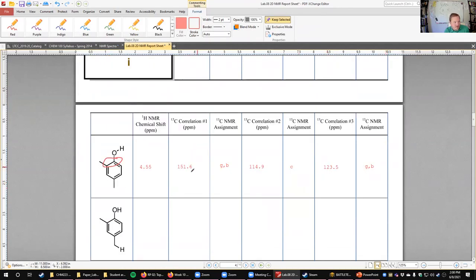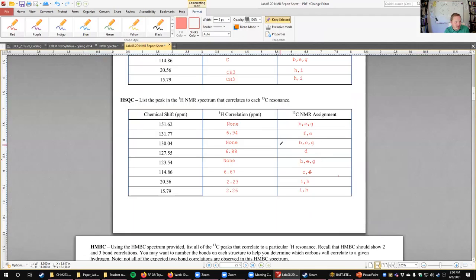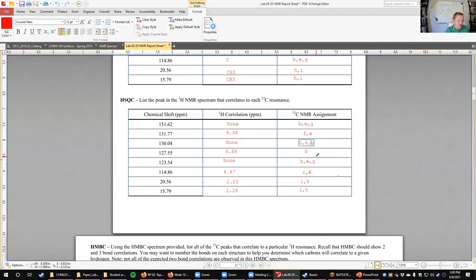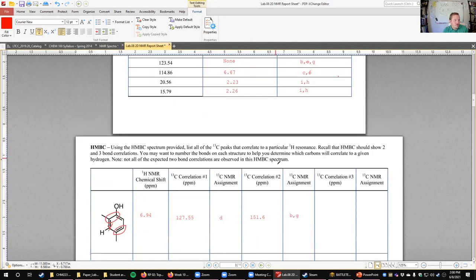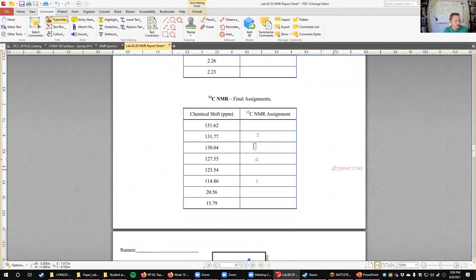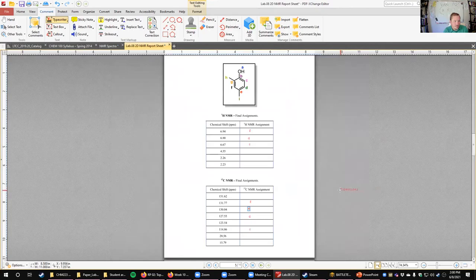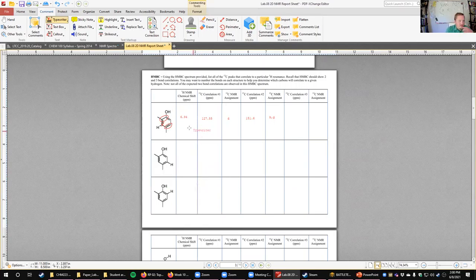And we know that 123 can't be E. Right? Because 123 has to be G or B, 151 has to be G or B, which means E has to be this. E has to be 130 because B and G have to be 151 and 123. We don't know which is which, but we know that those two are stuck up there. So now all of a sudden that gives us another possibility. So 130, we can now come down to the bottom and fill in 130 has to be E.